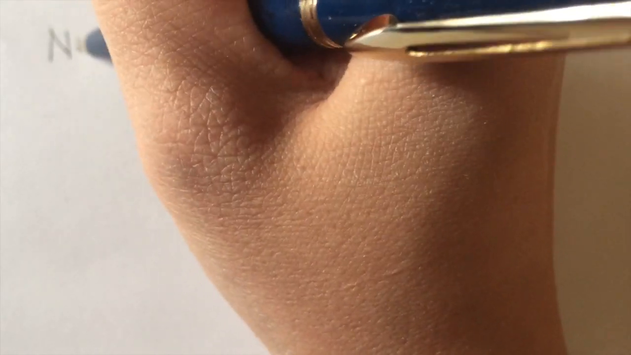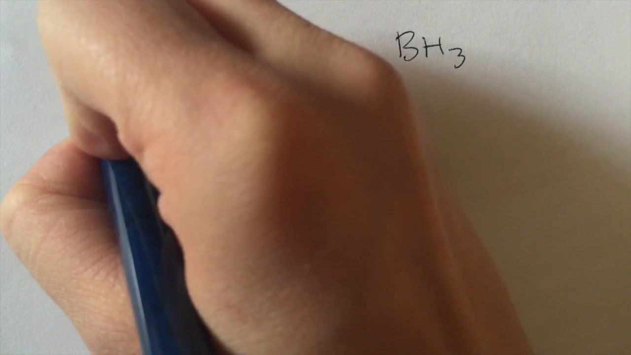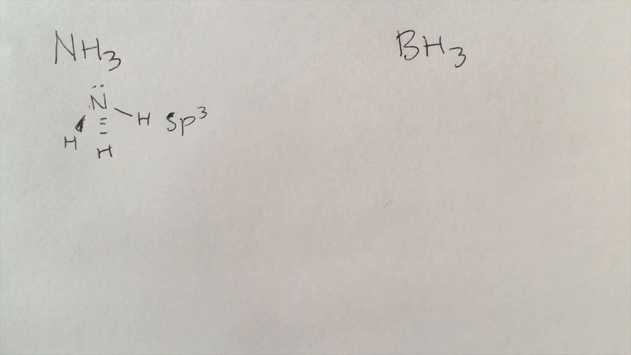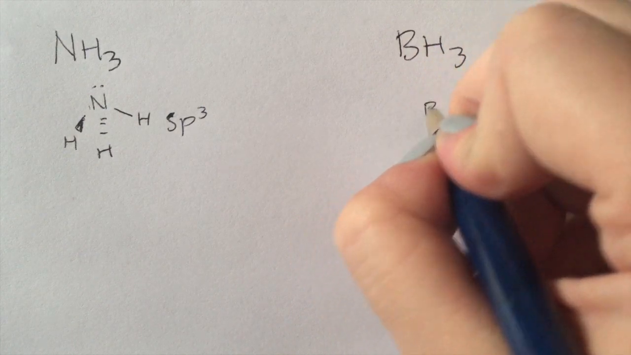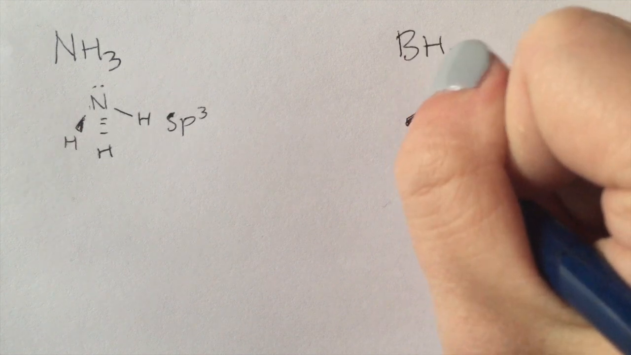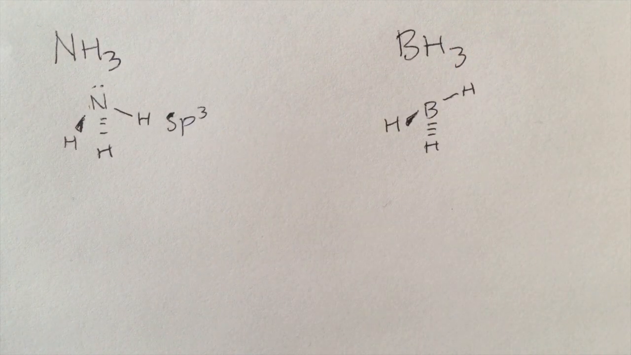Now we're going to look at HOMOs and LUMOs in the context of a reaction between NH3 and BH3. But before we do this, we first need to look at their shapes and hybridization. Now NH3 is bonded to 3 H's and has a non-bonded electron pair, which makes it trigonal pyramidal and therefore sp3 hybridized. BH3, on the other hand, is also bonded to 3 H's but has no non-bonded electron pair, making it trigonal planar and sp2 hybridized.